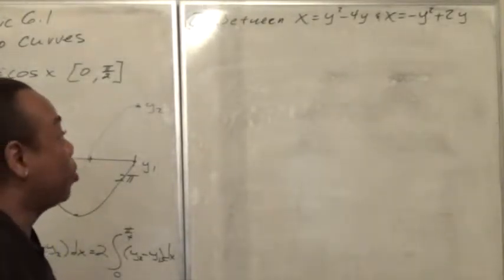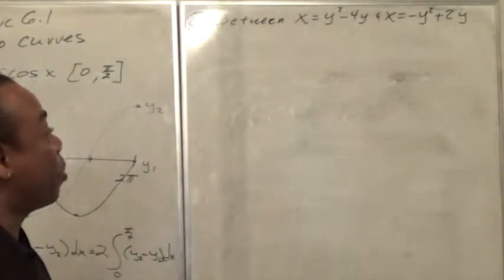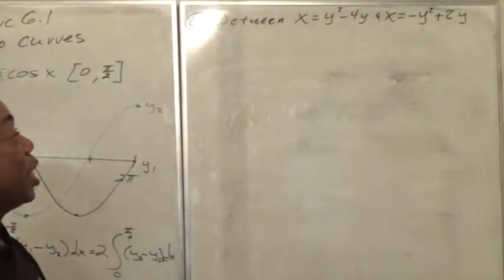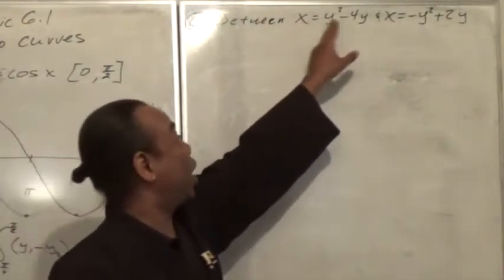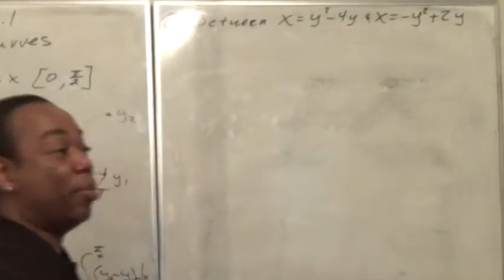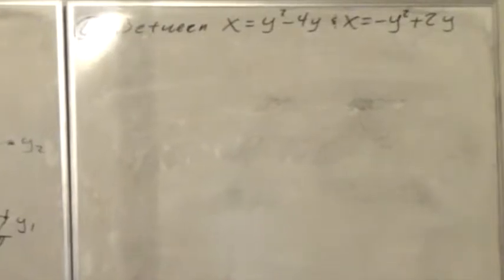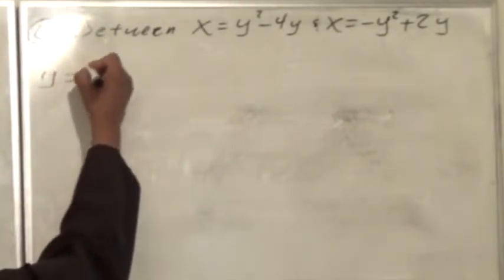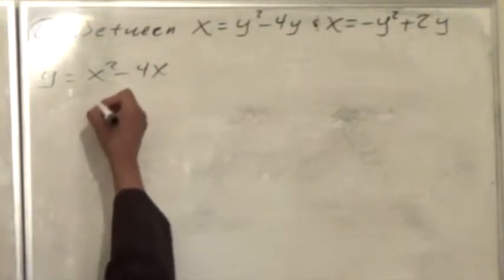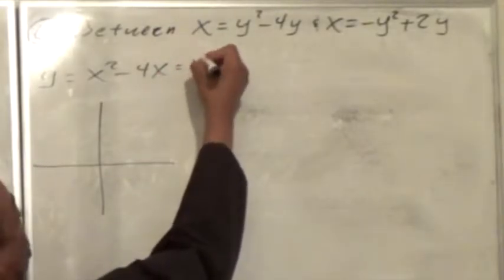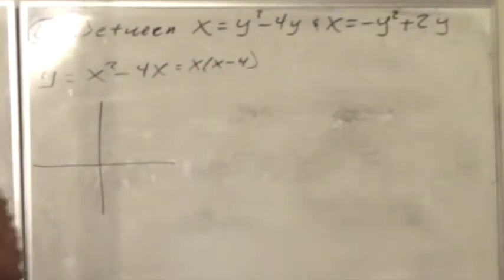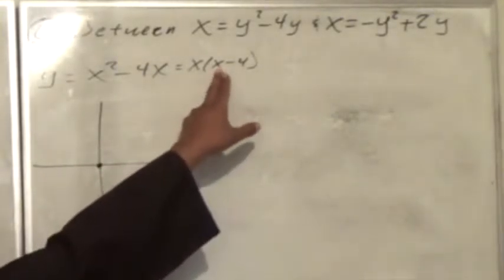Number 6, we want to find the area between the curves x equals y squared minus 4y and x equals negative y squared plus 2y. Okay, I'm going to graph these first by exchanging x's and y's and looking at the graph as the inverse function. So y equals x squared minus 4x. I can see that this has x-intercepts. I just basically factor out my x, and I can see I have an x-intercept at 0 here for this, and at positive 4.